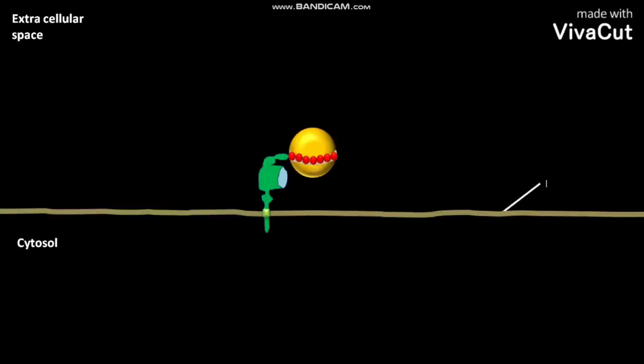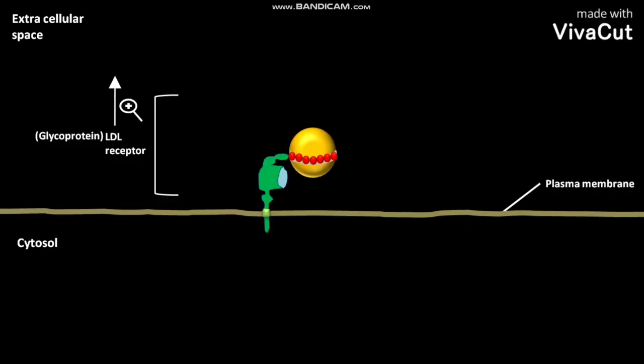This is the plasma membrane of a cell. The plasma membrane of the cell has LDL receptor. The LDL receptor is a glycoprotein. The LDL receptor consists of 839 amino acids. The LDL receptor has a cytosolic C-terminal segment and an exoplasmic N-terminal segment. The LDL receptor has also a transmembrane segment.